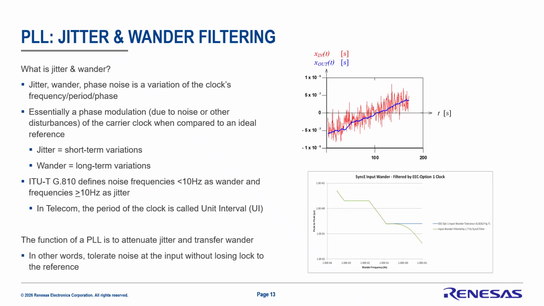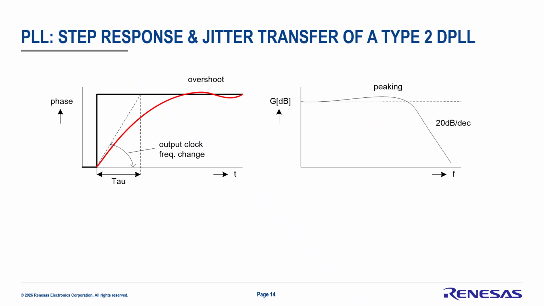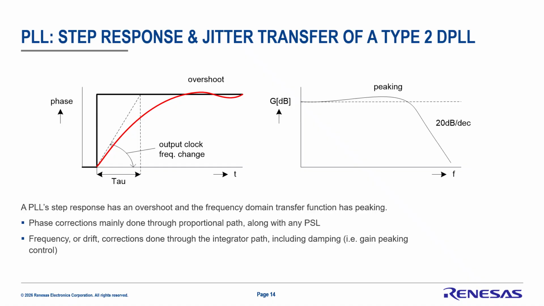So in summary, a function of a PLL is to attenuate jitter and to transfer wander, and do this while tolerating the noise at the input without losing lock to the reference input. This slide is showing some of the step response and jitter transfer of a type 2 PLL. A PLL step response will have some sort of overshoot, and the frequency domain will have a peaking around the cutoff frequency.